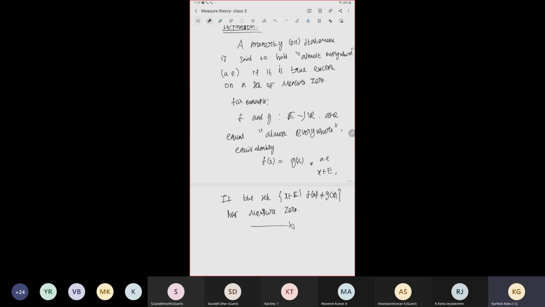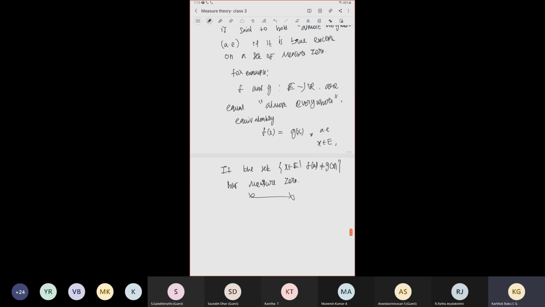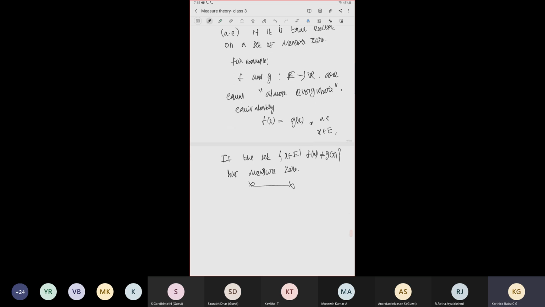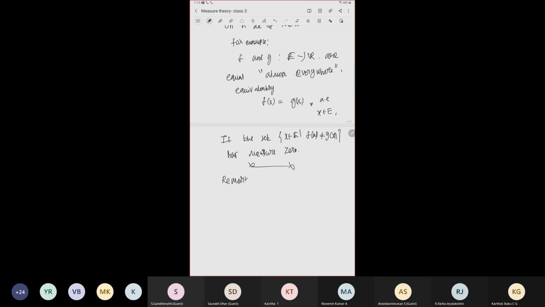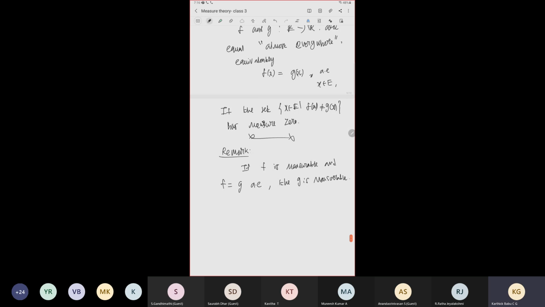So this definition gives, I want to give a remark about the properties which we defined previously in terms of almost everywhere. So remark: if f is measurable and f equals g almost everywhere, then g is also measurable. Actually, this we can easily see.